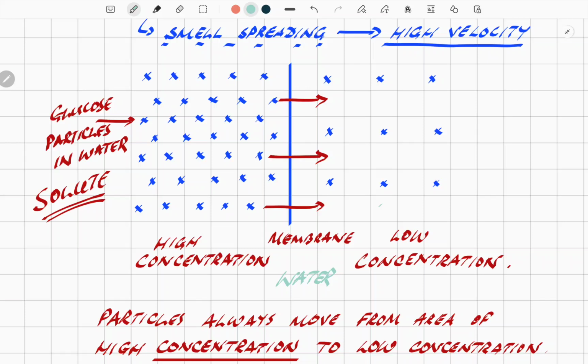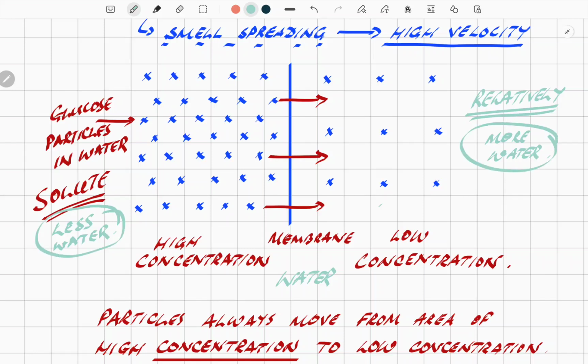Does that make sense? Yeah? I think so. Okay. So if you like, I'm going to use the word relative. So relatively more water, and on this side less water. All right, does that make sense, the logic of that? Yeah. All right, now there's more water on the right and less water on the left.